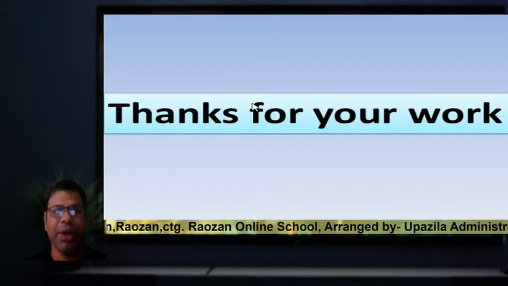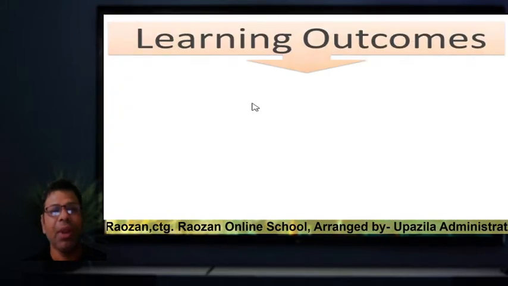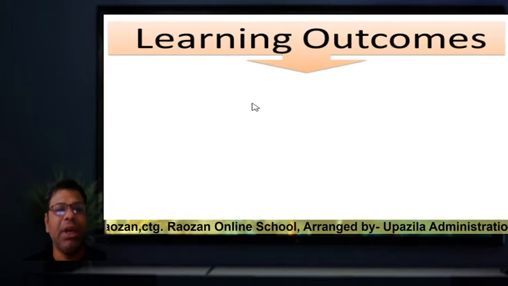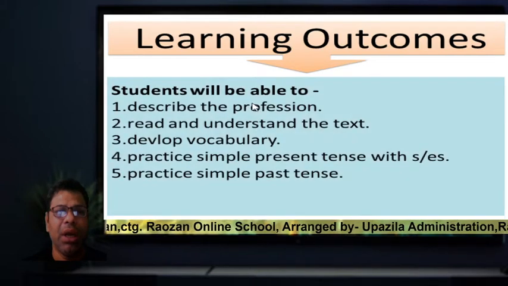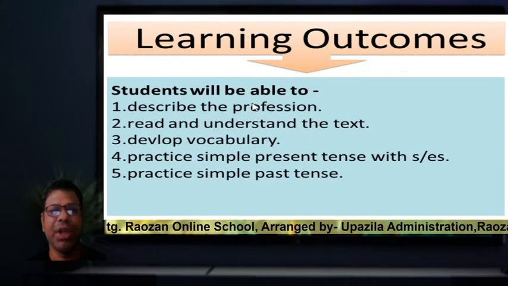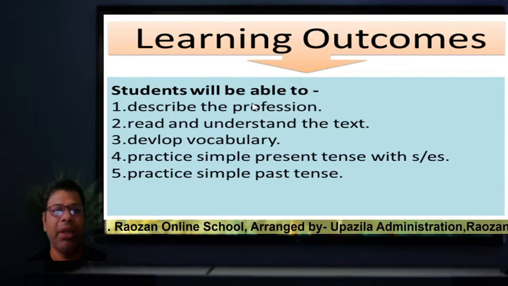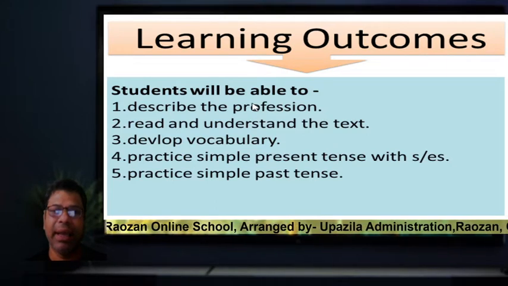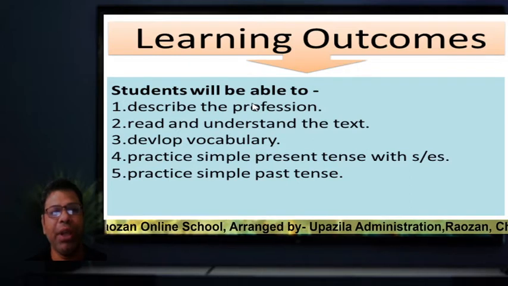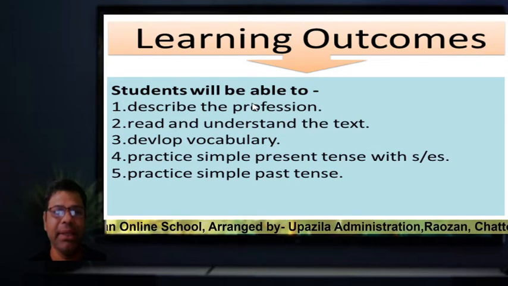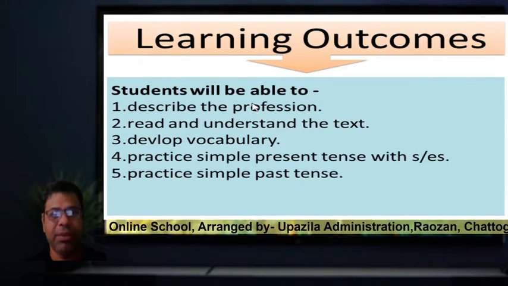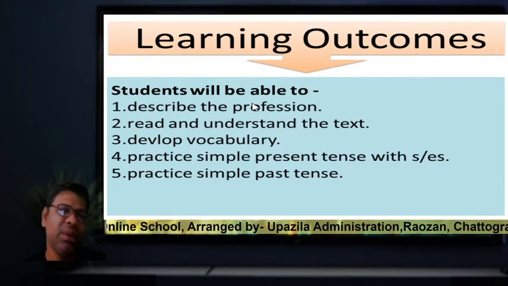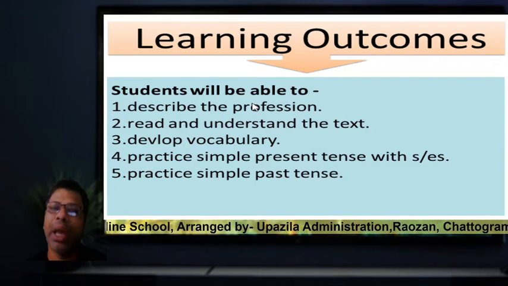Okay, dear students, first we know our learning outcomes. After completing the lesson, you will be able to describe the profession, read and understand the text, develop vocabulary, practice simple present tense with s or es, and practice simple past tense. These goals we are going to acquire today.